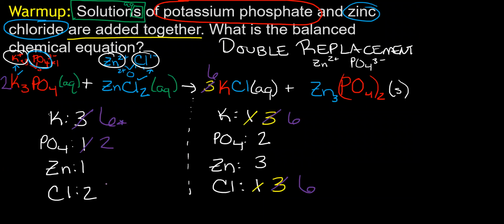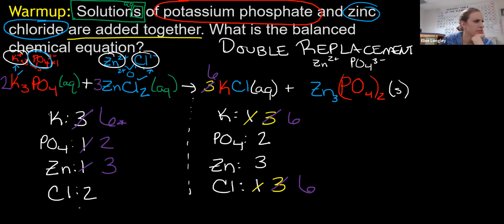You have 3 zincs on the product, so you have to put a 3 in front of the zinc on the reactant side. And that gave me 3 zincs and 6 chlorines. So now this balances, this balances, this balances, this balances. So we have 2, 3, 6, 1.